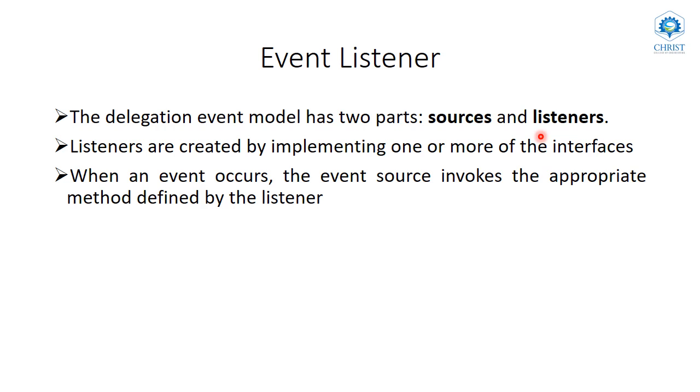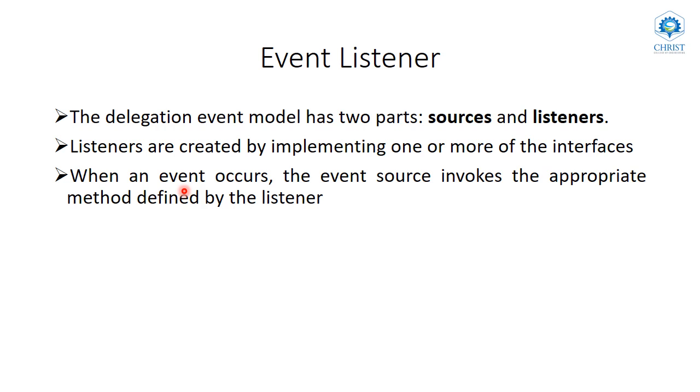We also know that only those listeners that are registered with a source get the notification about the event. So we have to register the listener with a source, and only then will the source delegate the event information to this listener. So how are these listeners implemented in Java programming? Listeners are actually created by implementing a certain number of interfaces. We can implement one or more interfaces, so listeners are implemented or created by using these interfaces.